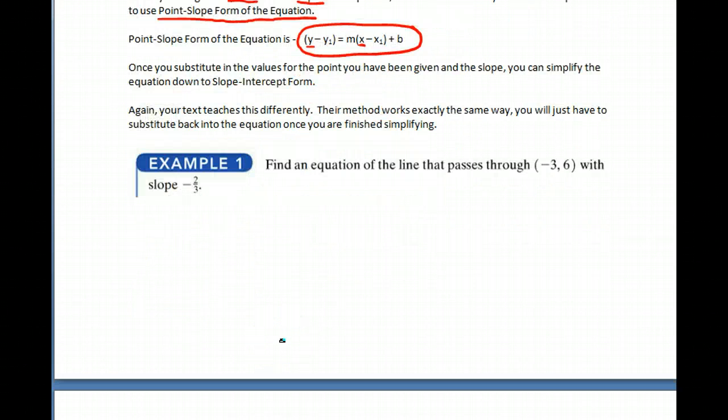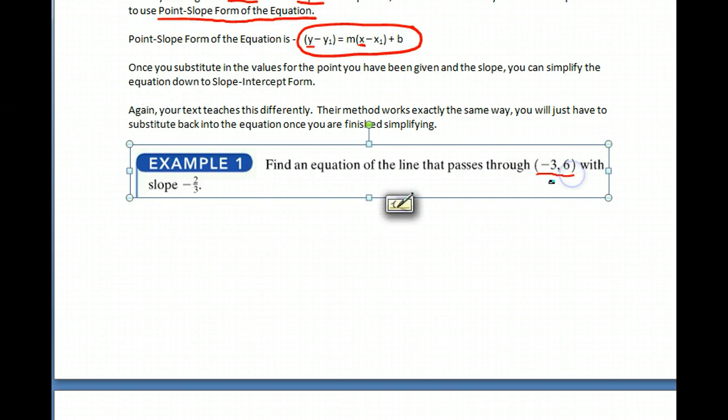It says find the equation of a line that passes through the point negative 3, 6 and has a slope of negative 2/3. So as you can see, we were given a point and we were given a slope. So the most effective way to write the equation of the line is to use point-slope form, hence the name point-slope form. We're given a point and a slope. That's what we want to focus on here.